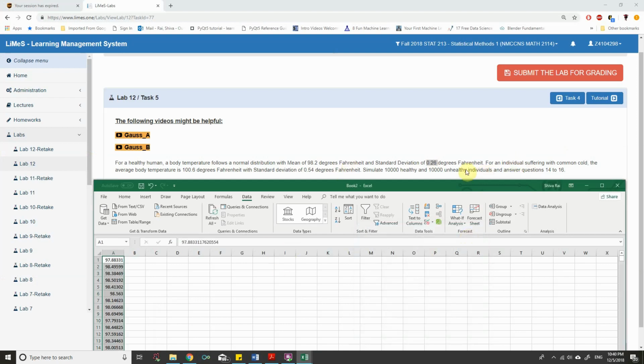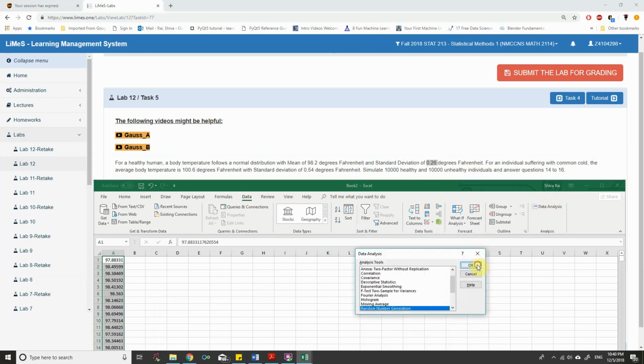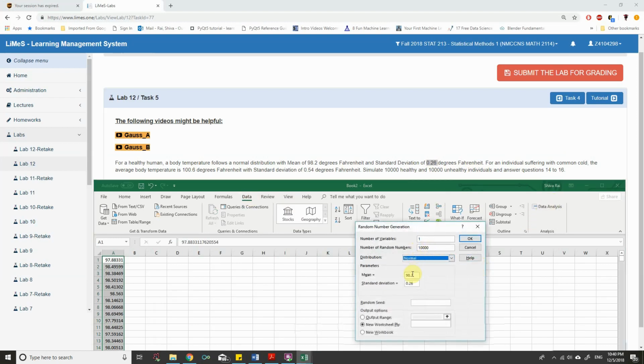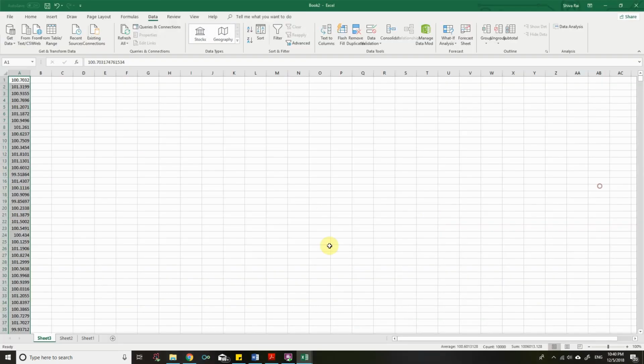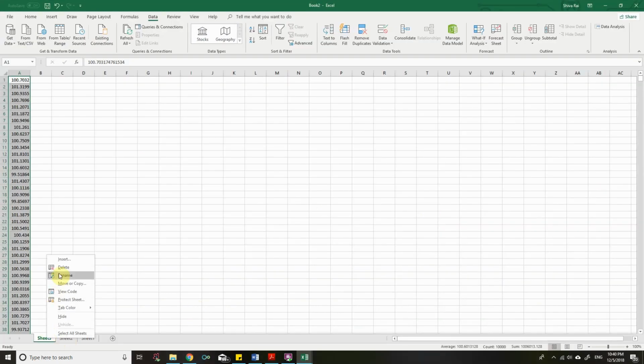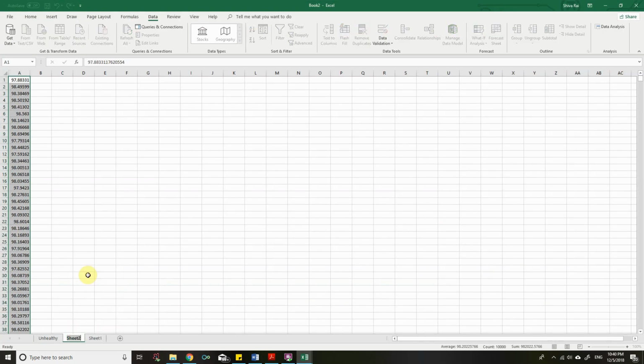Then again for unhealthy people, 10,000 unhealthy people: data analysis, random number generation, 1 variable, 10,000 random numbers, normal distribution, mean is 100.6 and standard deviation is 0.54. Click on OK. Alright, so this is unhealthy and this is healthy. So healthy and unhealthy people are found out.